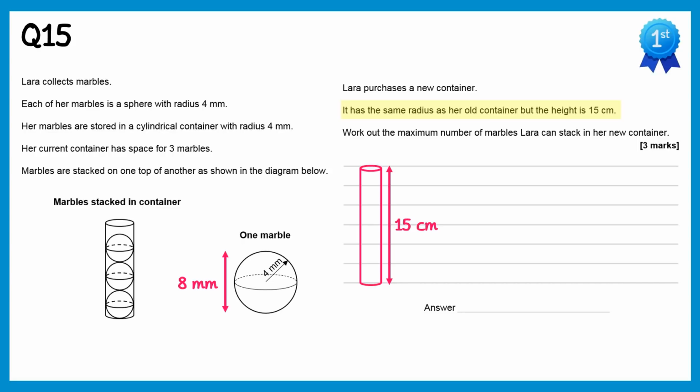To do this, we need to convert one of them. I would convert 15 centimeters into 150 millimeters, and then we just do 150 divided by 8, which comes out as 18.75. This means we can fit 18.75 marbles into the container. Now you can't have 0.75 of a marble, so the answer would be 18. You can't round up to 19 because the 19th one won't quite fit.